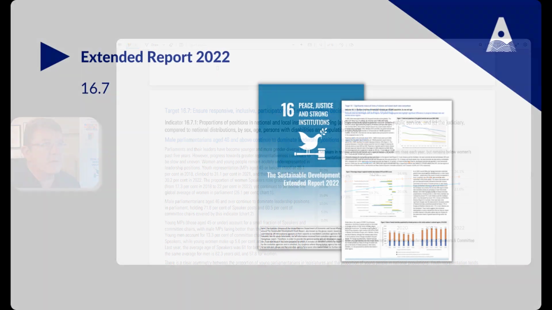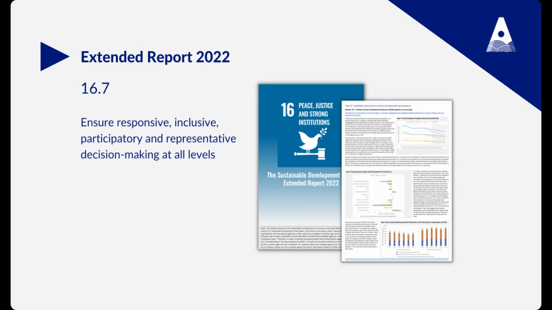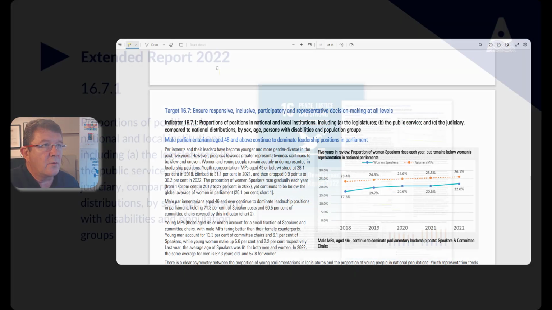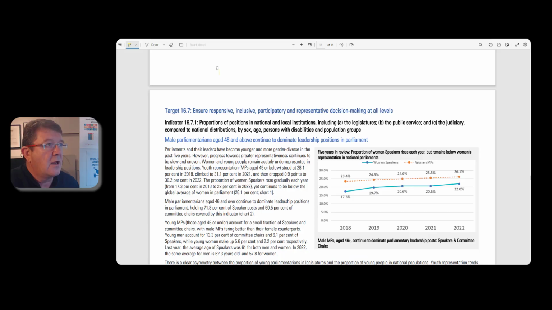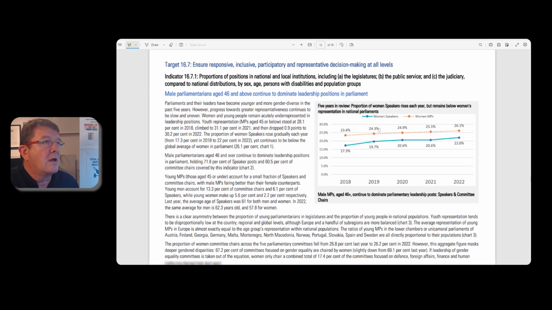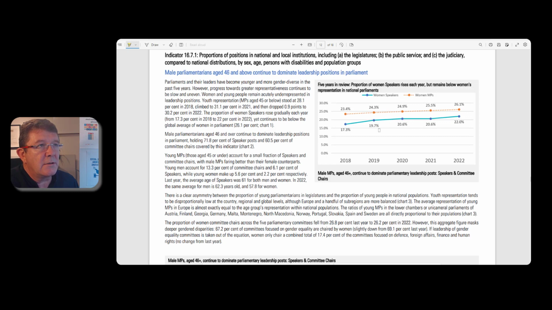On to target 16.7, ensure responsive, inclusive, participatory and representative decision making at all levels. First indicator there, 16.7.1, proportions of positions in national and local institutions, including the legislature, the public services and the judiciary, compared to the national distribution by sex, age, persons with disabilities and population groups. Some interesting and indicative statistics here. Male parliamentarians aged 46 and above continue to dominate leadership positions in Parliament globally.